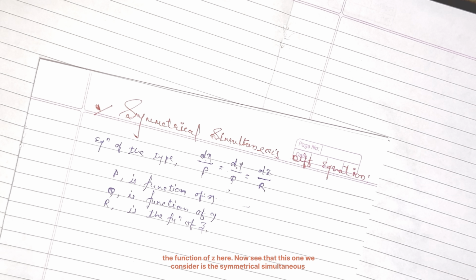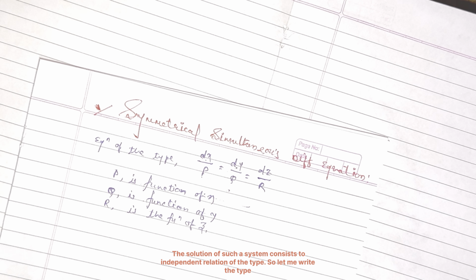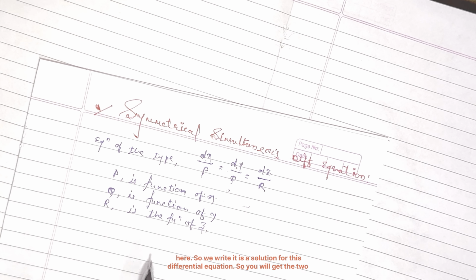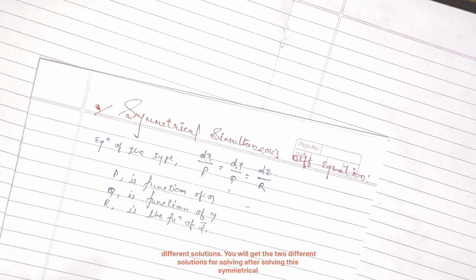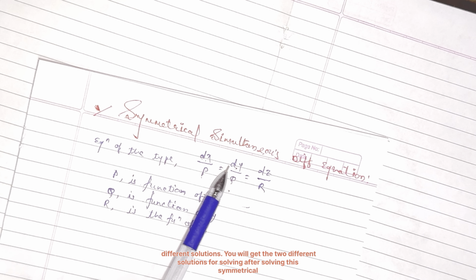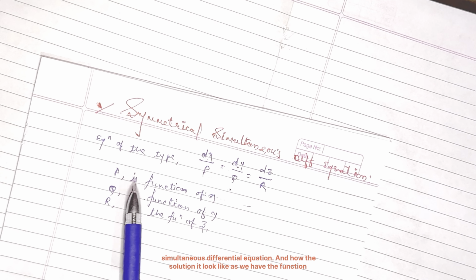Now this one we consider the symmetrical simultaneous differential equation. There are mainly two methods for solving such an equation. The solution of such a system consists of two independent relations of a type, so let me write the type here. You will get two different solutions after solving the symmetrical simultaneous differential equation.